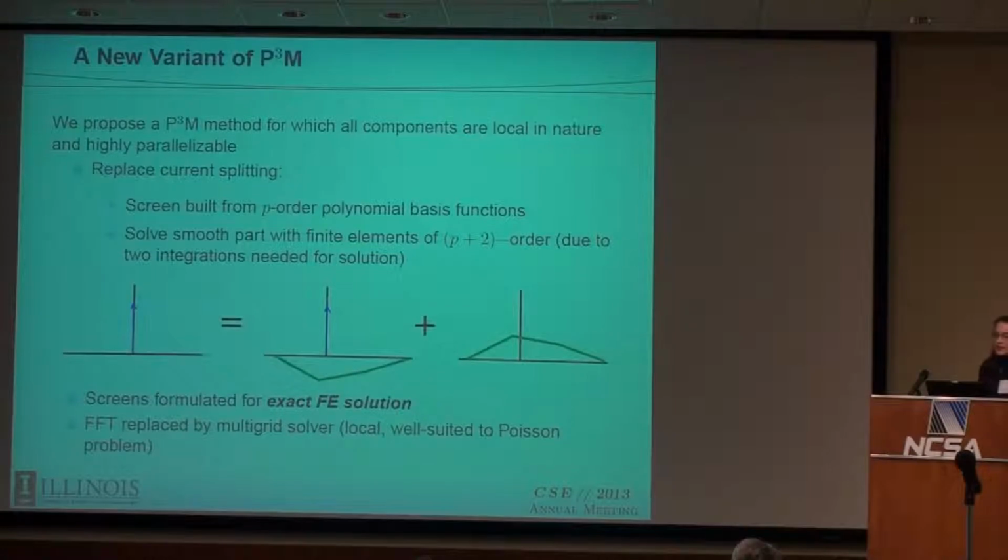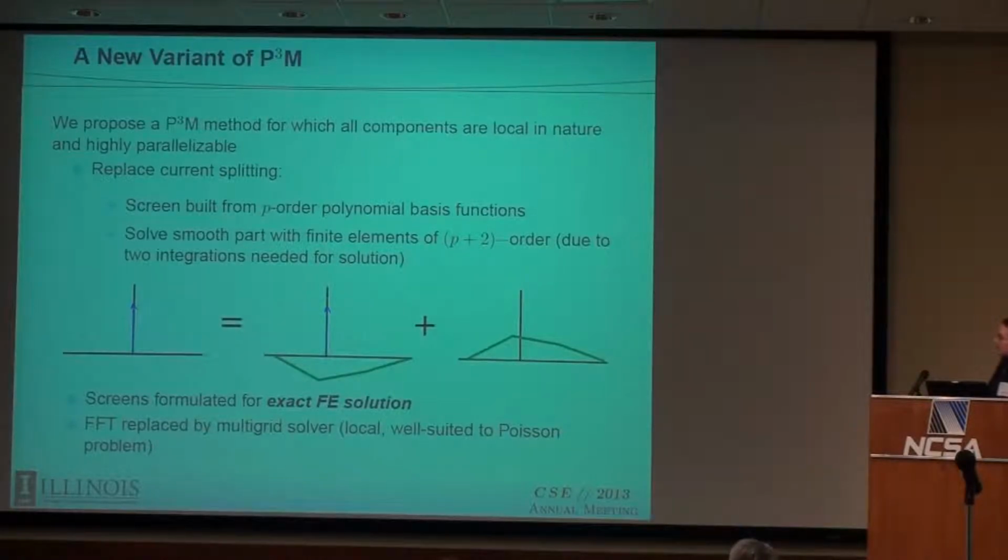So the idea here is, can we make a new version of P3M, which has the same idea, but we're creating it in such a way that all the components are going to be more local in nature so that we can have better parallel scaling. The idea that Professor Freund came up with was, what if instead of using Gaussian screens, we build our screens out of piecewise polynomials of order p, and then for this mesh solve, the smooth part, we can solve it with finite elements of order p plus 2. We add the 2 because we need 2 integrations for the solution.